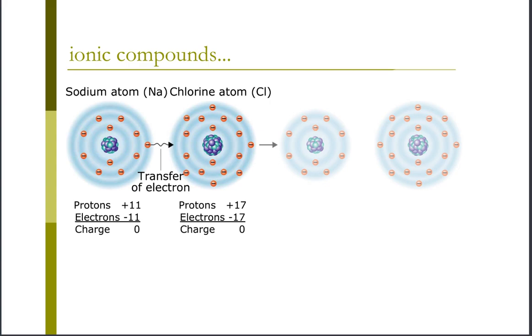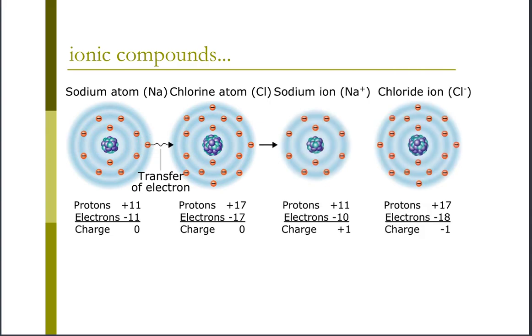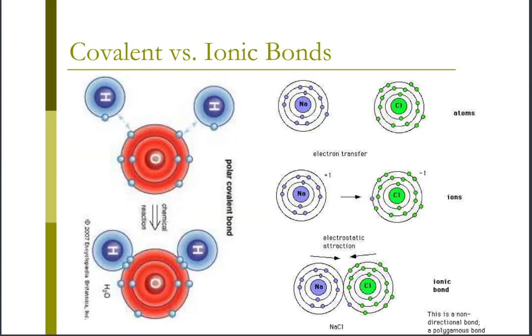Chlorine wants one extra electron. Sodium has an extra electron it wants to get rid of. As a result, the sodium, when it loses the extra electron, has one less electron. The chlorine has one extra, and that's why the charge is Cl minus for one extra electron and sodium plus for one less electron. Okay, so that's ionic bonds.